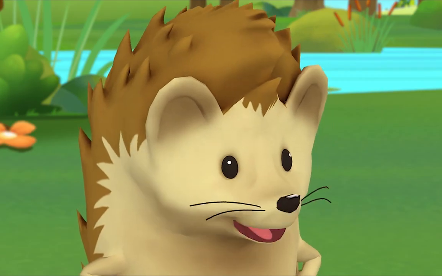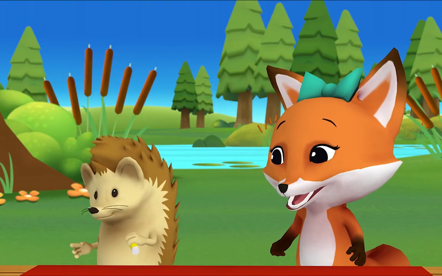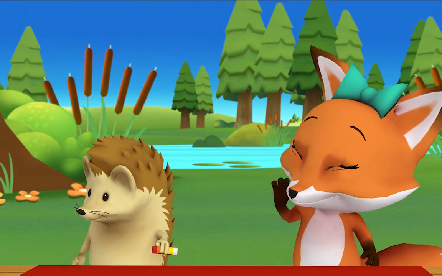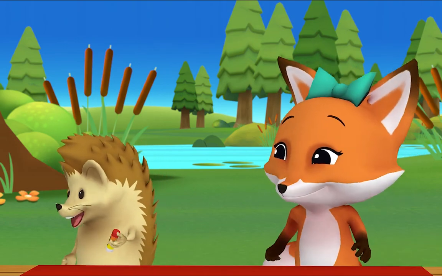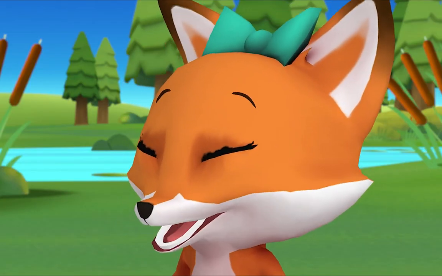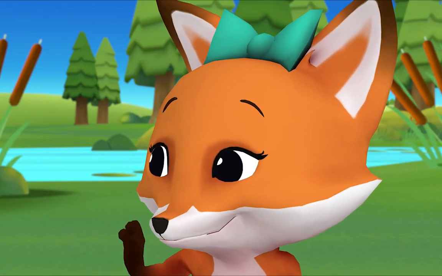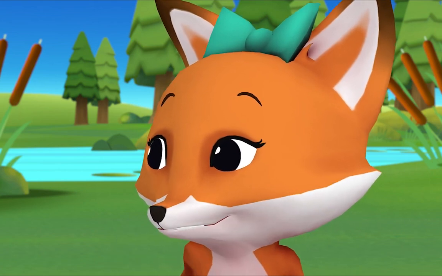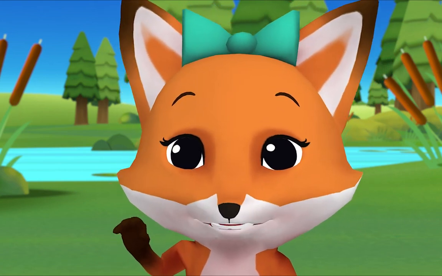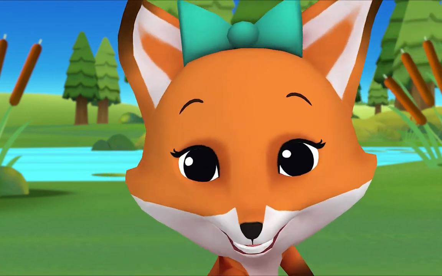All done! Do you want to make another pattern? No, I want to go and tell Miss Panda. Miss Panda! Miss Panda! I made a pattern! Bye, Hedgehog! See you later! Bye, friends! See you later, too!